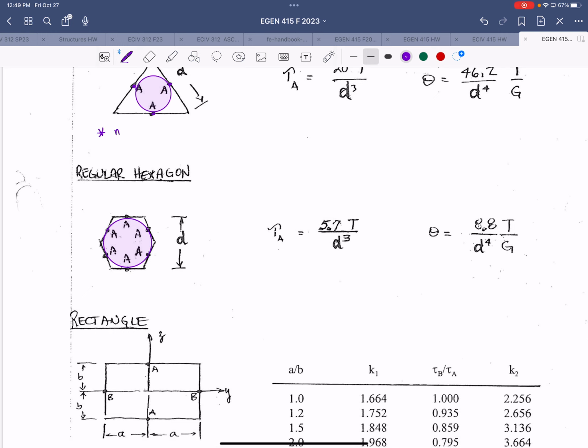So I'll note some of those relevant items here. All right, so basically what it comes down to is these non-circular cross-sections are less efficient than a circular cross-section.